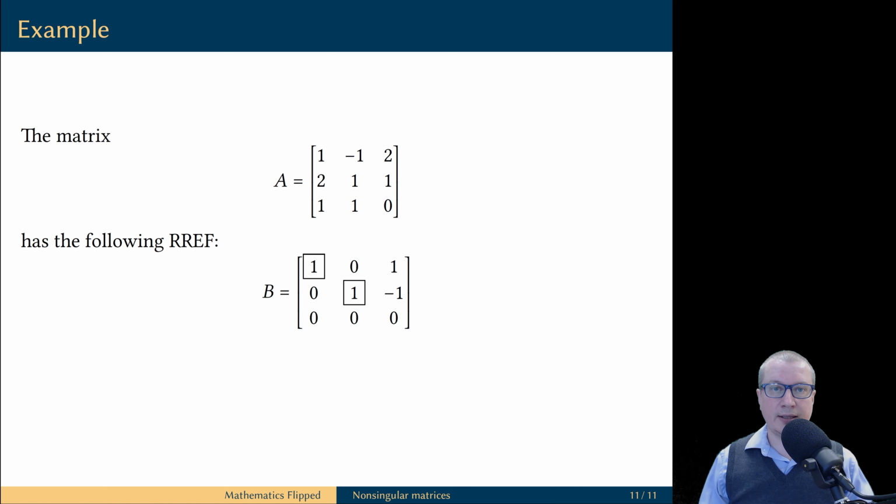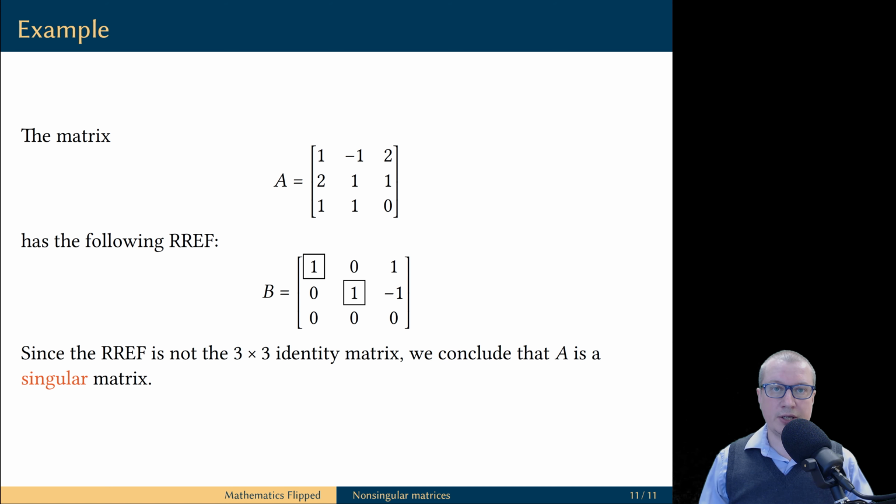We see that its reduced row echelon form is not the identity matrix, and therefore the original matrix A is a singular matrix. So, in fact, you do not need to construct homogeneous linear systems. You can simply reduce the matrix itself and look at the resulting reduced row echelon form to decide if the matrix is singular or non-singular.